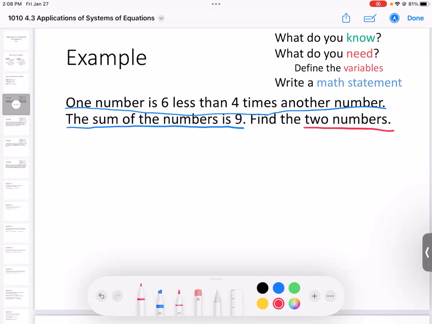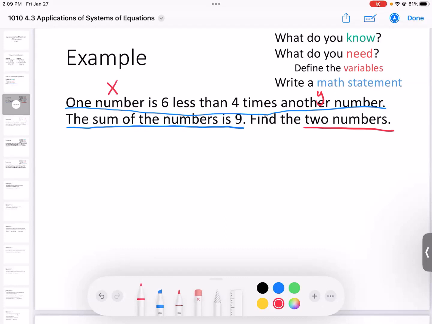So I'm going to define those 2 numbers right now. And I'm just going to define them on the sentence. So I'm going to say, okay, this number is going to be X. And this other number that they're talking about here is going to be Y. And now that I've defined variables for the thing that I need, I'm going to try to make math statements from the information that was given to me.